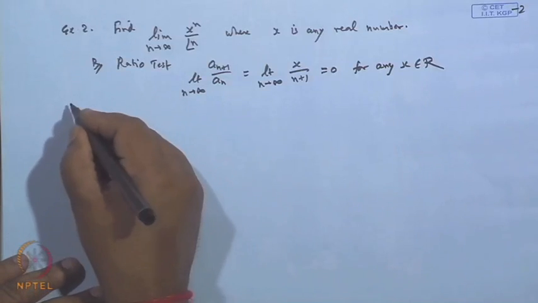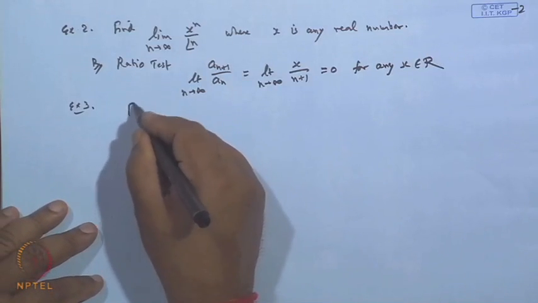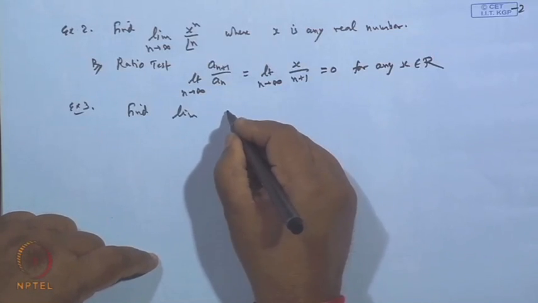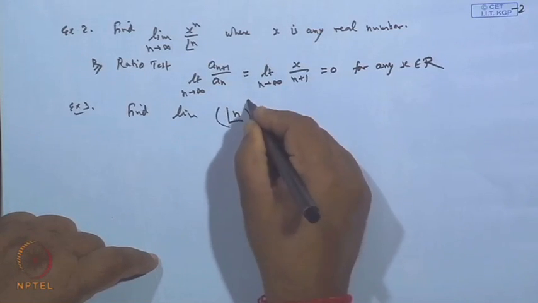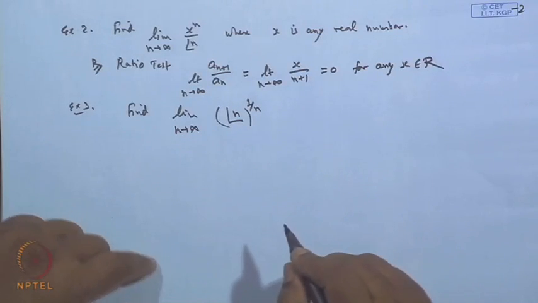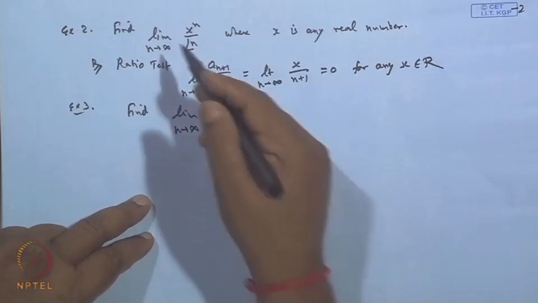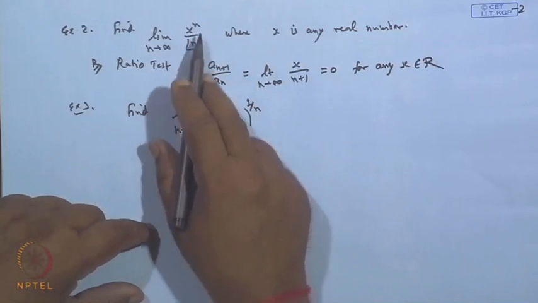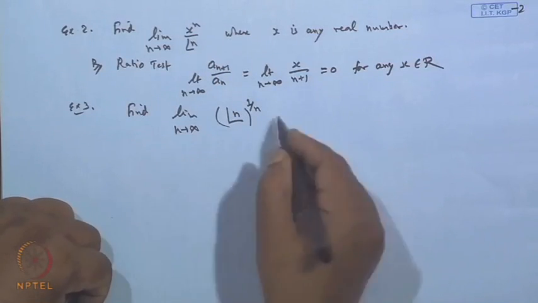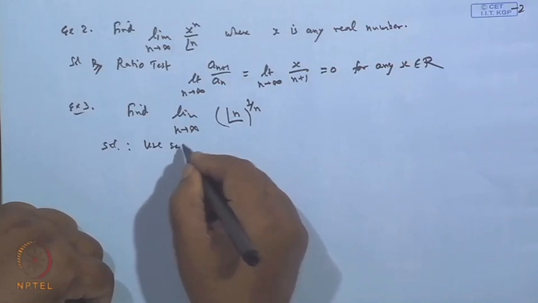Okay. Third, find the limit of factorial n to the power 1 by n as n tends to infinity. Now, to solve this limit, let us use the previous one. We know the limit of x to the power n over factorial n is 0. So, use exercise 2.